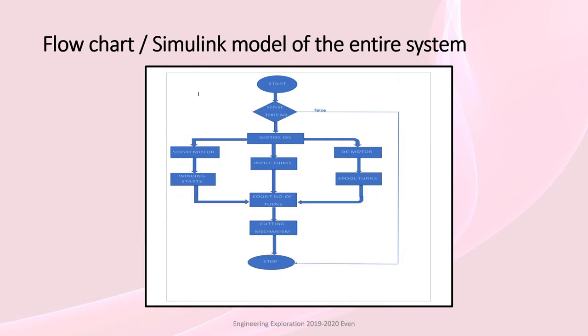So moving on to the next one, we have the flowchart of the entire system. As the system is turned on, it accepts the input number of turns and makes the DC motor and servo motor rotate for the input number of turns. After this process, winding will be completed. Now it's time to cut the thread. So after the winding process, the cutting mechanism takes place. This will mark the end of the whole process.